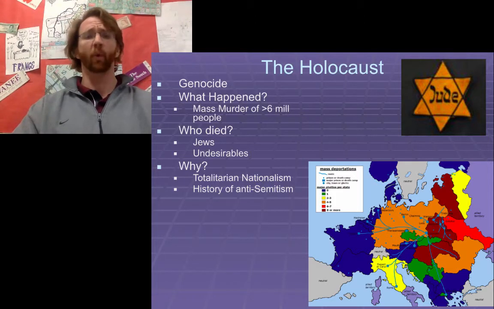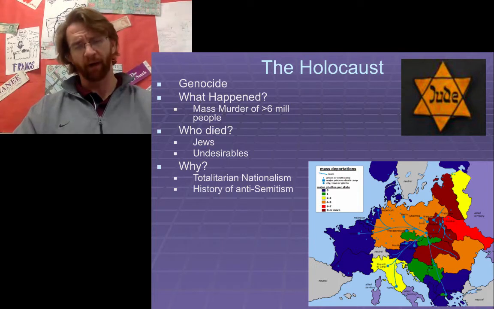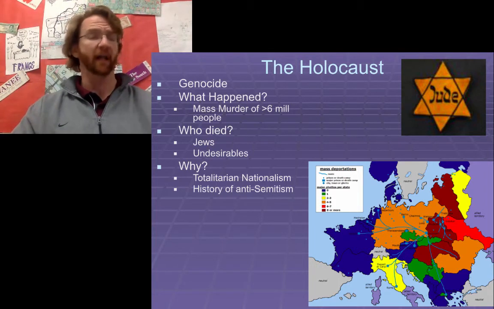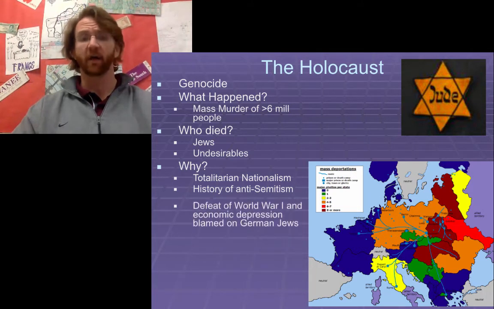Second reason why the Holocaust happened was Europe had a long history of anti-Semitism. If you remember, when we talked about Martin Luther, he was a vehement anti-Semite. He really did not like Jewish people either. He saw them as evil as well. And so anti-Semitism, or hatred of Jewish people, is not a new thing in European history. It's got a very long history.